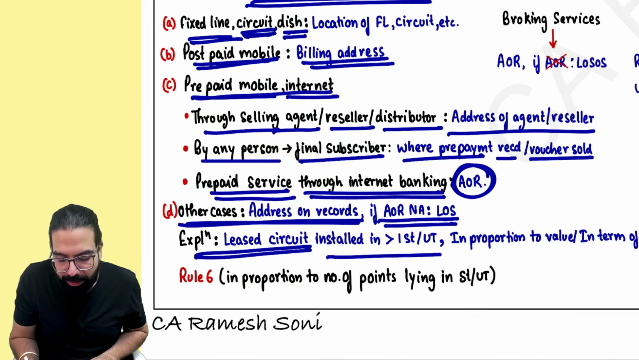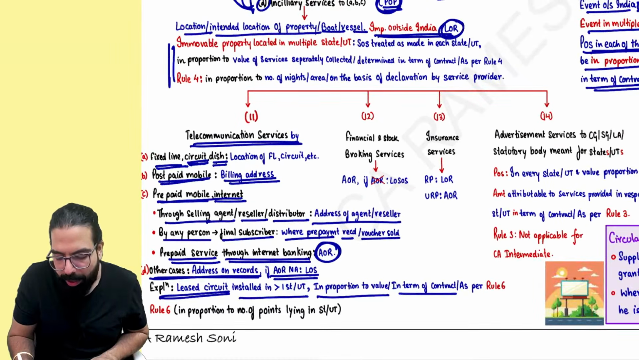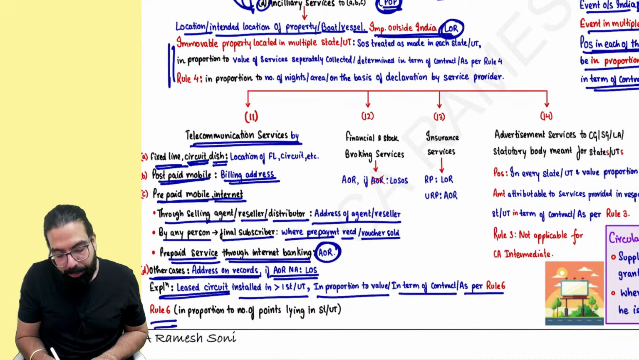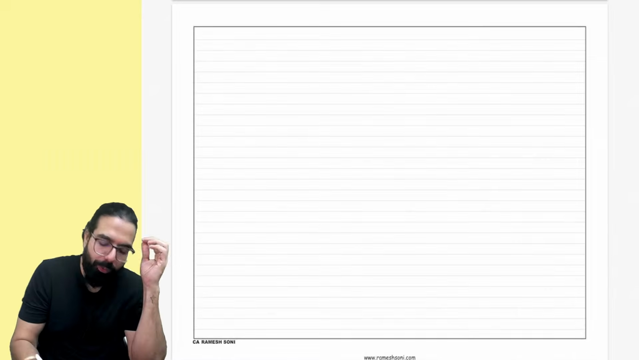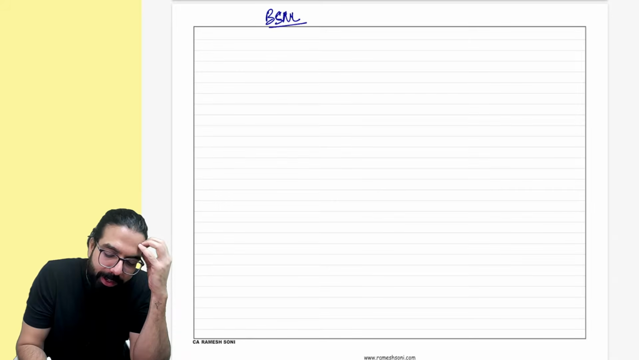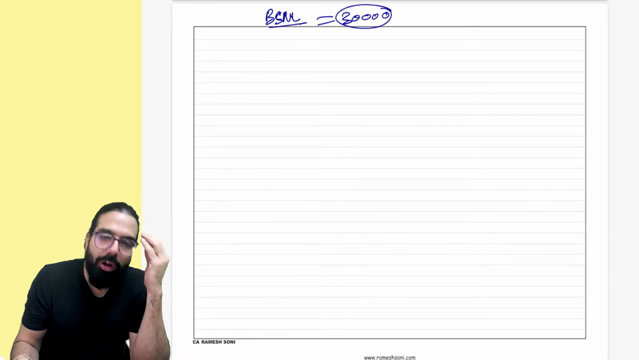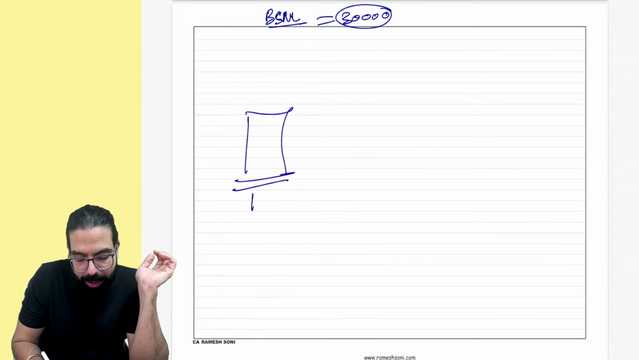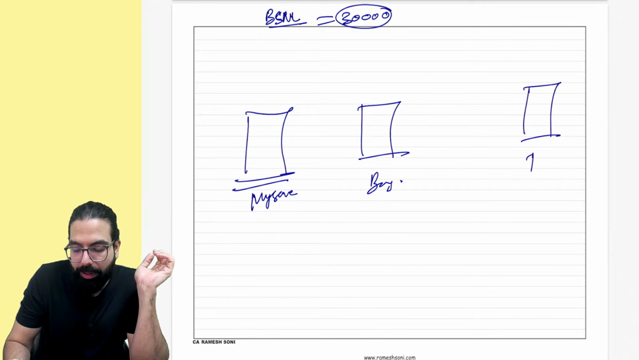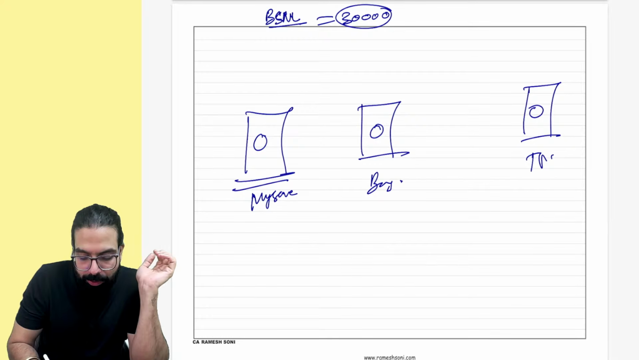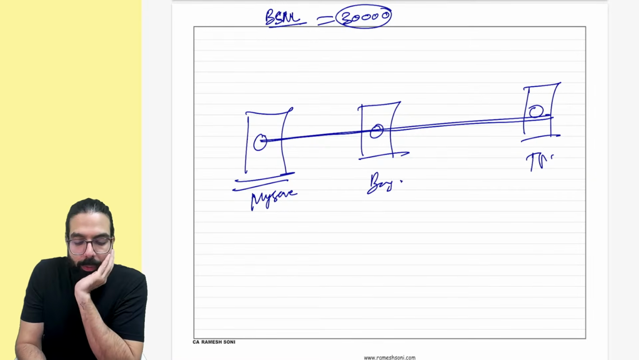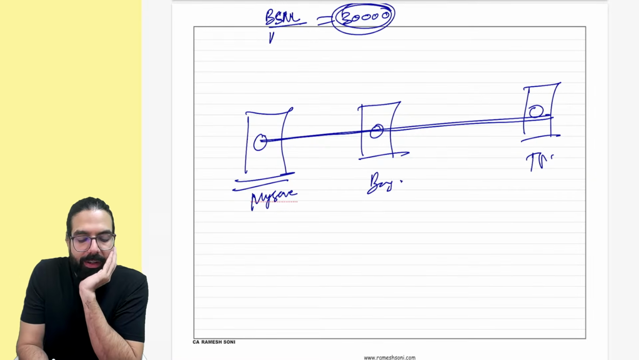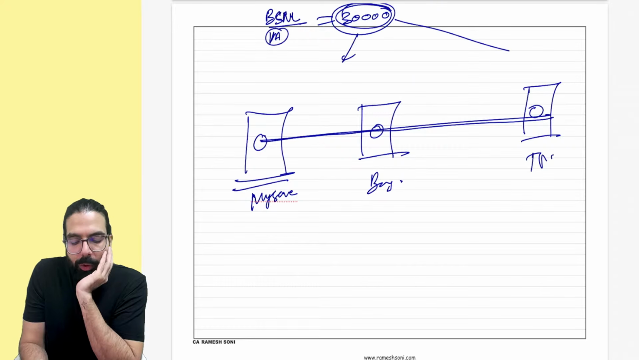So they are telling that if the circuit is installed in two locations, then in proportion to the value or as per the contract, as per rule number 6. Rule number 6 says to divide on the basis of the number of points lying in the states. I'll explain. For example, I paid BSNL 30,000 rupees to install circuits in my office. One is the Mysore office in Karnataka, one is the Bangalore office, and one office is in Tamil Nadu. They are installing 3 circuits so that the internet connection between all 3 of us can be fast. When 30,000 is being charged by BSNL Karnataka, how much belongs to Karnataka, and how much belongs to Tamil Nadu?